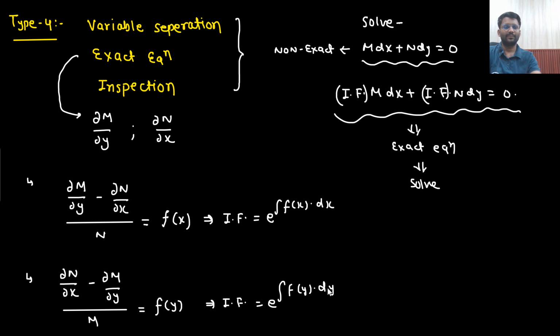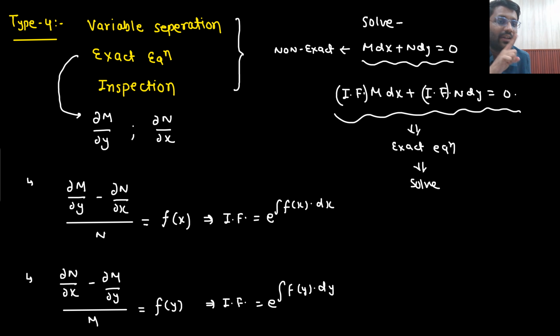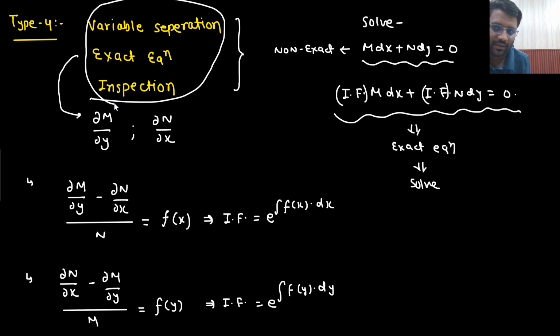Is that understandable to you? Now let me tell you in the examination how the questions could be asked. So 90% chances are there that the question would be coming from here only. If the question is coming on a first order, degree 1 differential equation, then 90% chances are there that the question would be coming from here only. 90% chances.